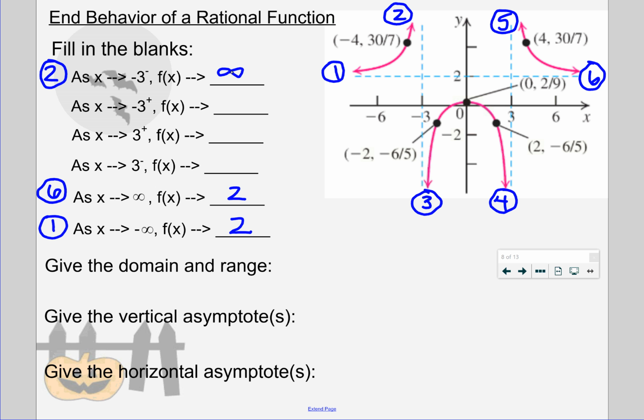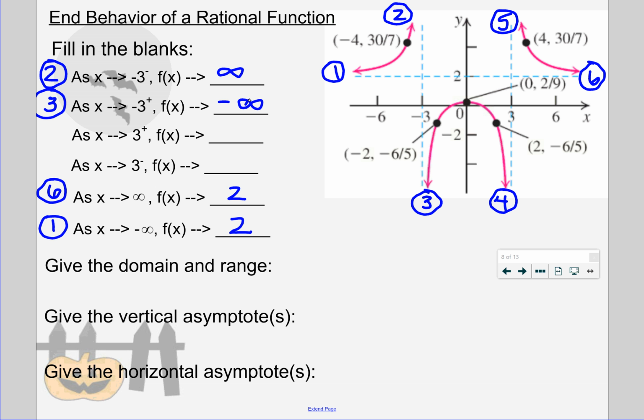On the other side of that vertical asymptote, I've got end behavior number 3. This guy's on the right side of negative 3. So that's going to be this next one, negative 3 with a little plus. Tells me I'm on the right side of negative 3, and what's the y doing there? It's going down, negative infinity.